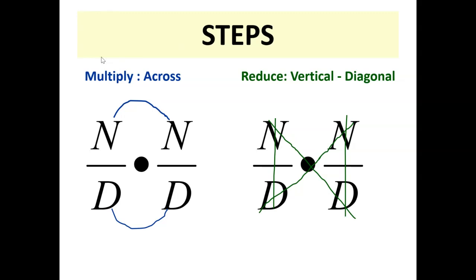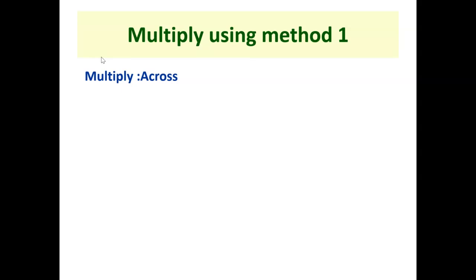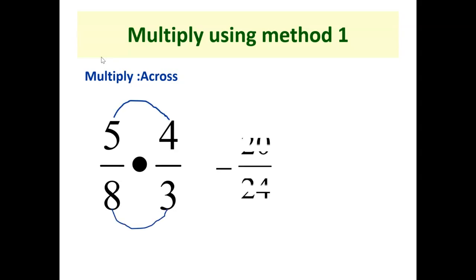Let's look at an example both ways. Here's my first example. I'm using method 1, so I will multiply first, meaning multiplying both the numerators and multiplying both the denominators. 5 times 4 will give me 20 on the top, 8 times 3 will give me 24 on the bottom. Now 20 over 24, you must divide both by 4 in order to reduce. That should give you the final answer of 5 over 6. This is method 1.